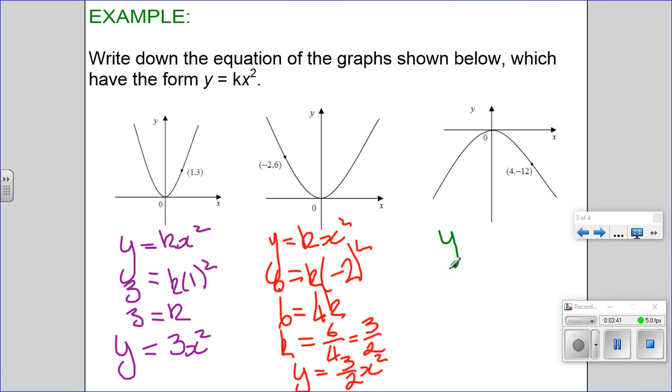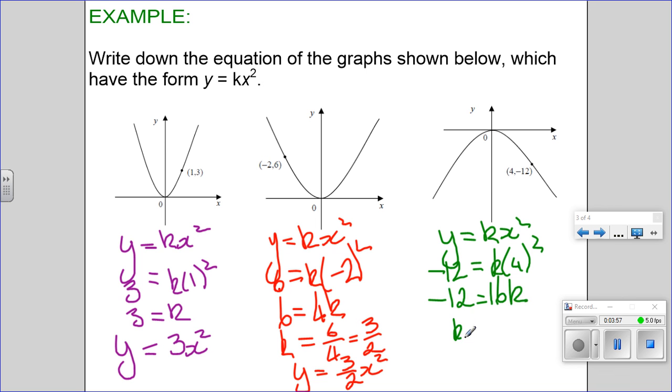So we're going to have y equals kx squared. I'm substituting in -12 for y. k is going to be multiplied by 4 squared. 4 squared is 16, so I get 16k is -12. So then k is -12 over 16, which if you simplify is -3/4. So our final equation is y equals -3/4.